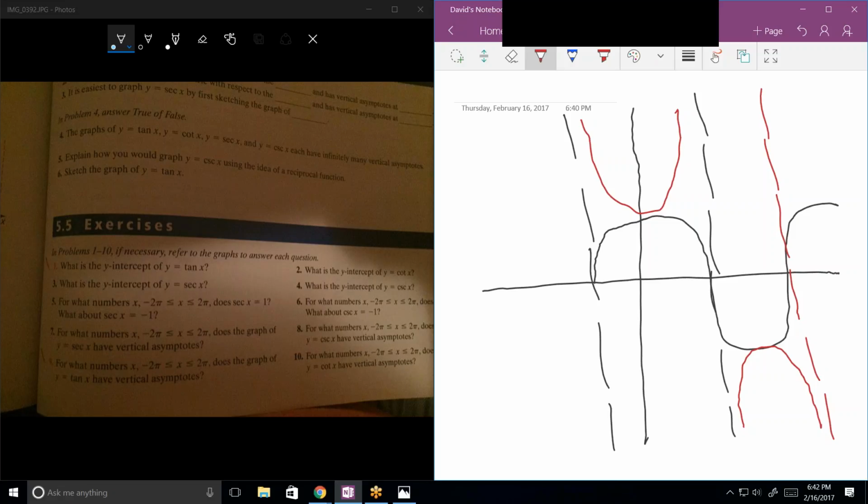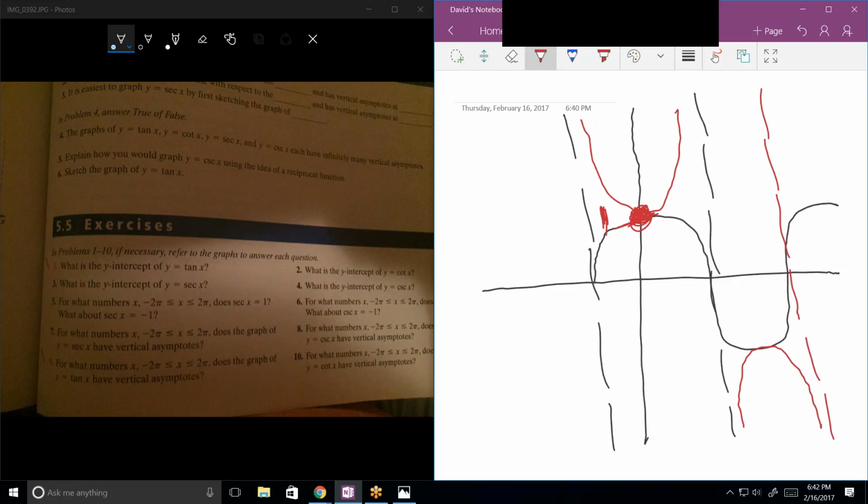That'd be at 1, right? Correct. In other words, that's 1 right there. The one thing you know is that because the secant is the reciprocal of cosine, when cosine is equal to 1, secant has to be equal to 1. Whereas the reciprocal of 1 is 1. It's the only point that they share.